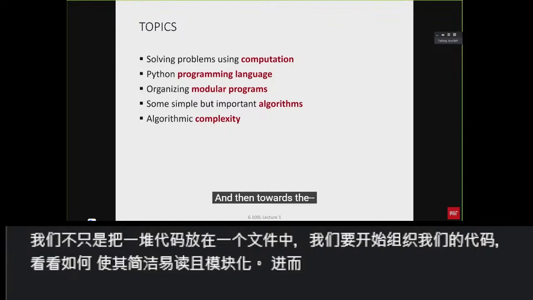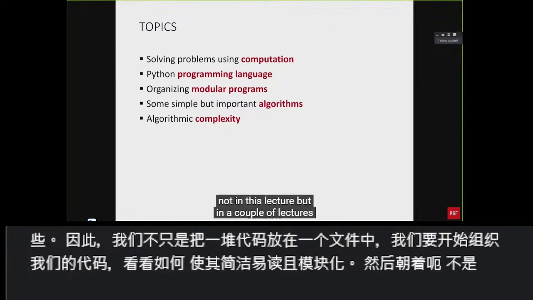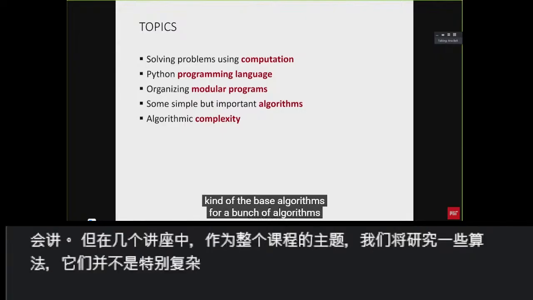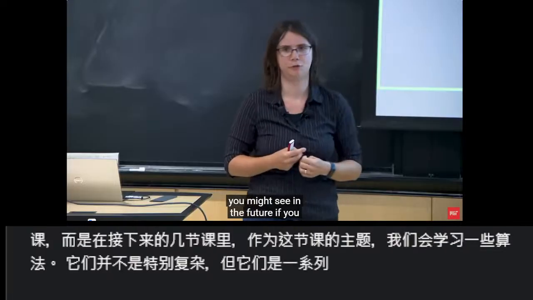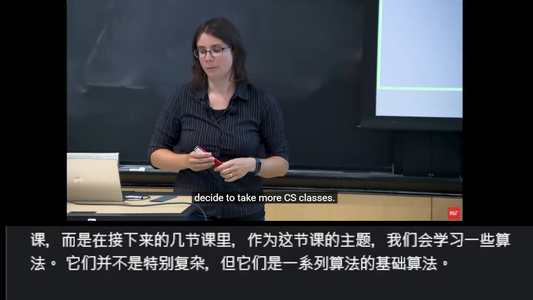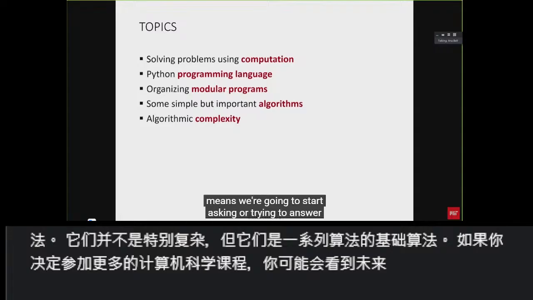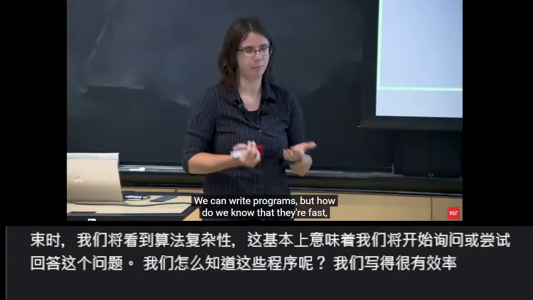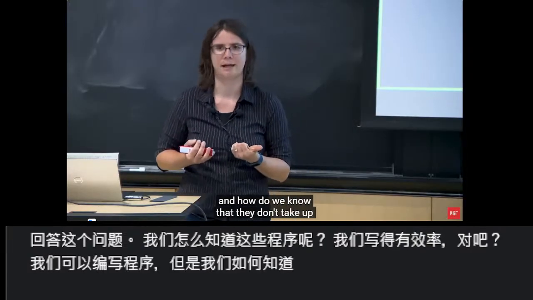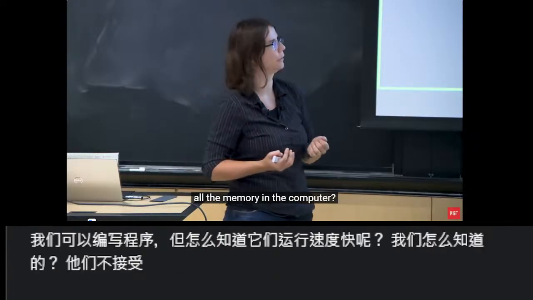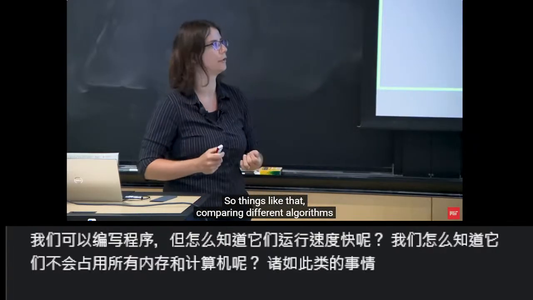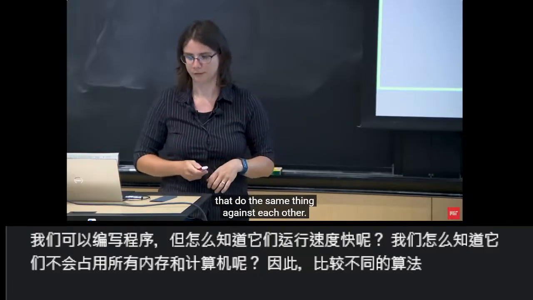And then towards the, not in this lecture, but in a couple lectures and as a theme throughout this class, we're going to look at some algorithms. They're not super complicated, but they're the base algorithms for a bunch of algorithms you might see in the future if you decide to take more CS classes. Lastly, towards the end of the class, we're going to see algorithmic complexity, which basically means we're going to start trying to answer the question, how do we know the programs we write are efficient? Right? We can write programs, but how do we know that they're fast, and how do we know that they don't take up all the memory in the computer? So things like that, comparing different algorithms that do the same thing against each other.